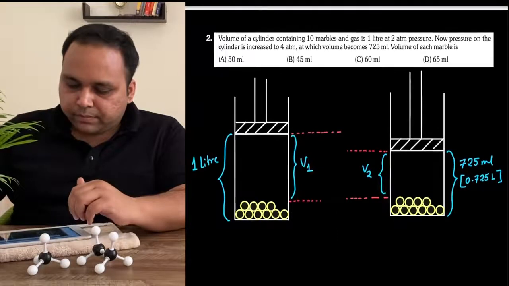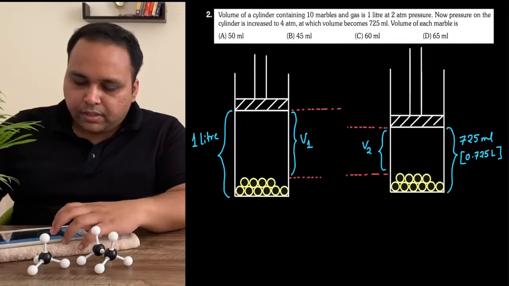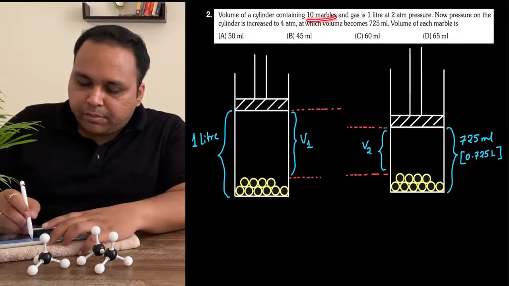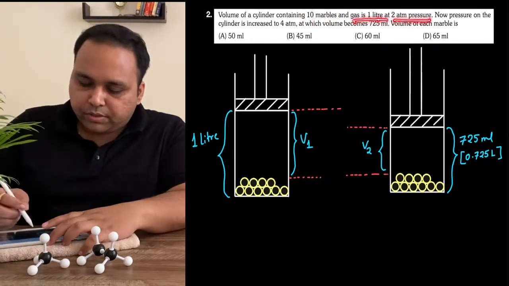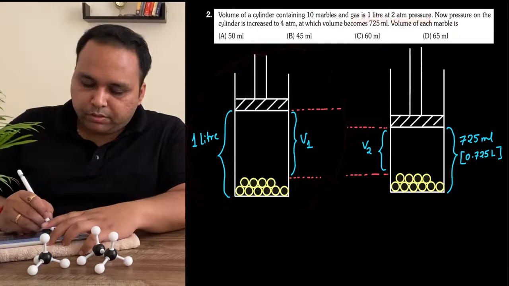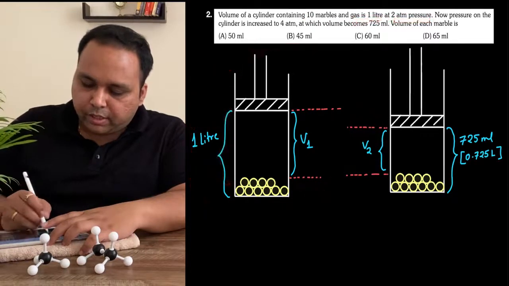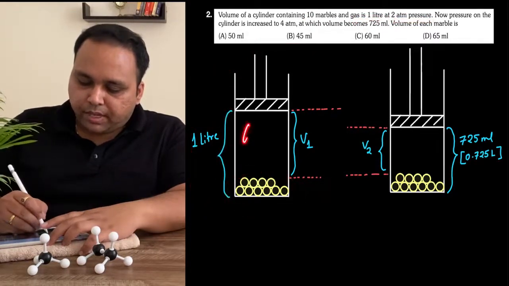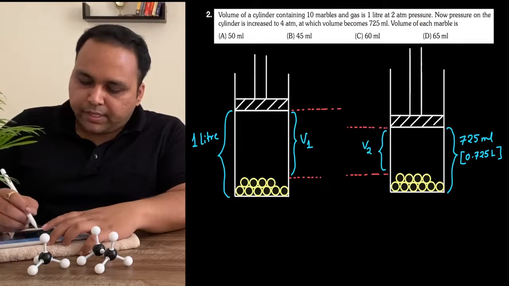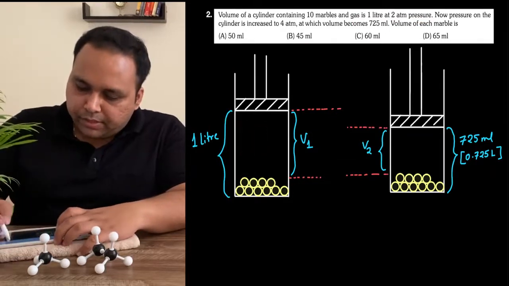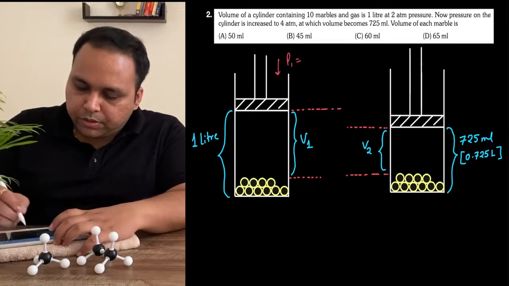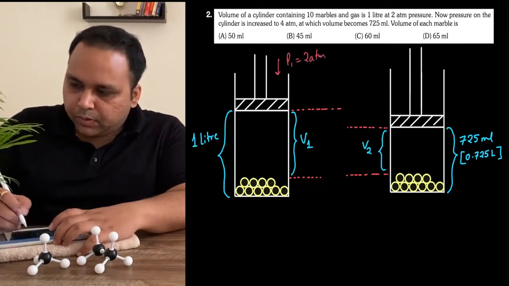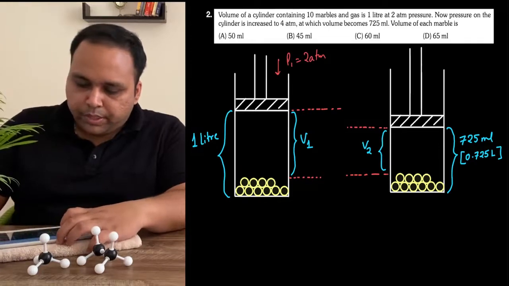So the next question reads as: volume of a cylinder containing 10 marbles and gas is 1 liter at 2 atmospheric pressure. So this is condition 1. The volume of the container is 1 liter, it has 10 marbles and there is some gas filled in this, and the pressure here, let's mark it here, is how much? 2 atm. The pressure given is 2 atm.